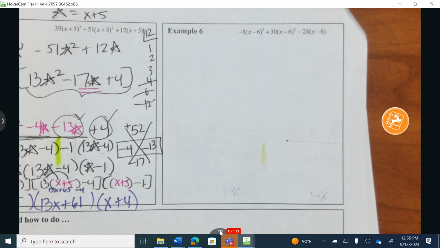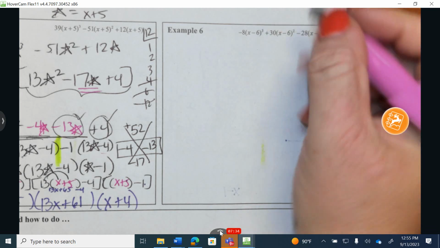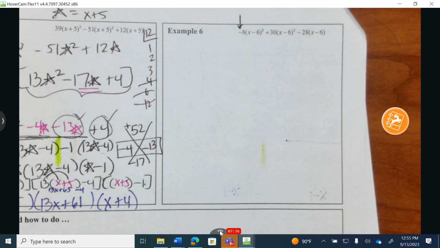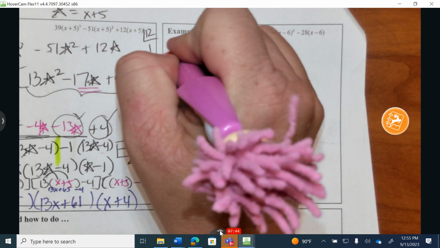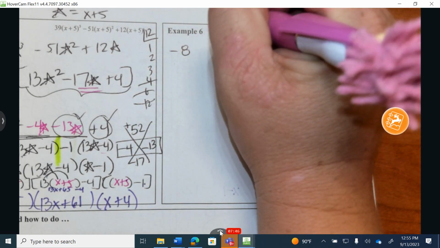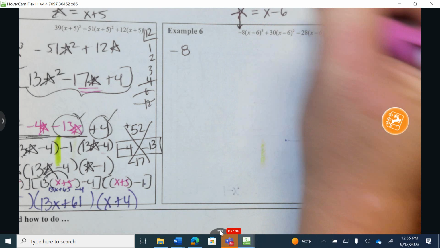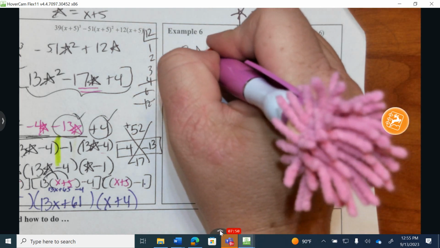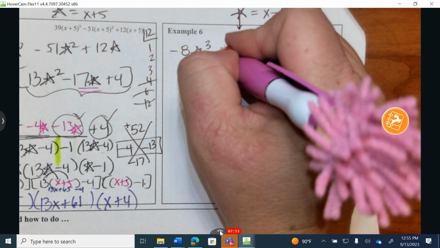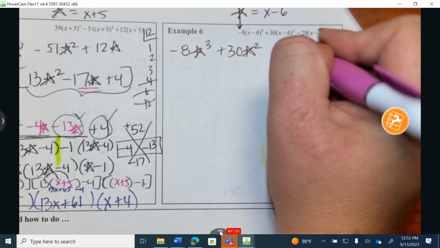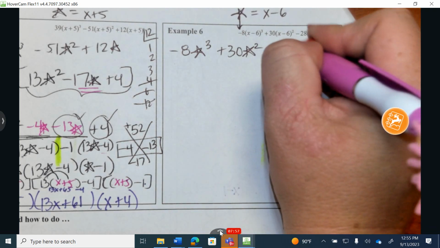Again, example number 6 looks really difficult. I want you to put an arrow in front of that negative symbol. As a reminder, that negative sign, we're going to factor that out to make it a little easier. Let's start with negative. Let's define what star. Star is the quantity x minus 6. So I have negative 8 star to the third plus 30 star squared minus 28 star.